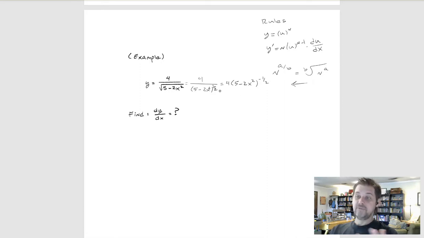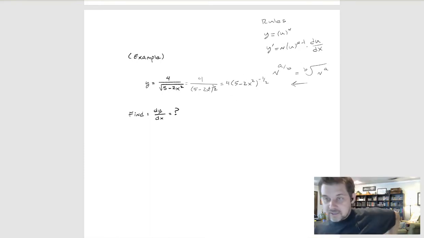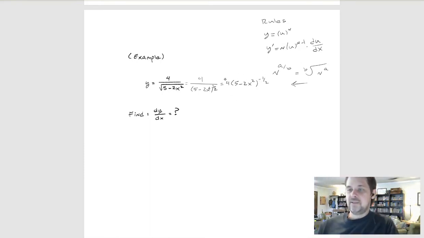I have the freedom to move things either above the bar or below the bar, and all that I have to change as I move something is the sign of the exponent. So if this is 1/2 when the thing is under the bar, if I move it up top, it'll be negative 1/2. Now, that's the thing that I can apply the rule to. It says y equals 5 minus 2x squared to the power negative 1/2. That's what I wanted. Now, okay, what about the 4 though?